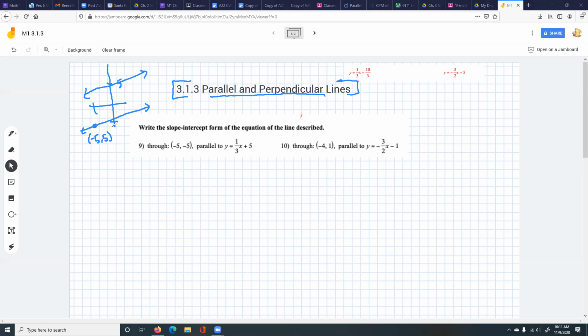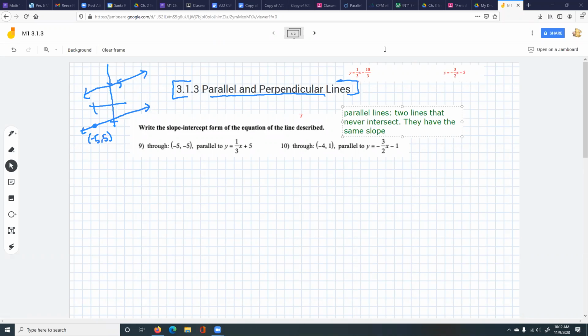And what does parallel mean, guys? What does parallel mean? Two lines that don't intersect, that never intersect. So what do we know about the slopes of two lines that never intersect? They have the same slope. If two lines are parallel, they're going to have the same slope.